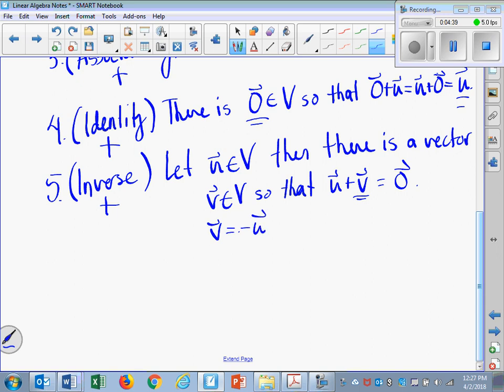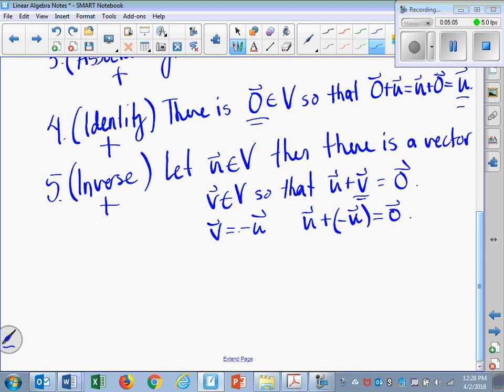So there has to be a vector out there that undoes u. That means when I add u to minus u, I'm going to get that identity, the zero vector. So there exists some vector out there that does that to u. So that happens for every vector. For every vector, there is an additive inverse.